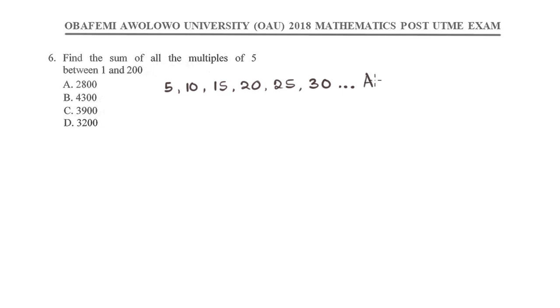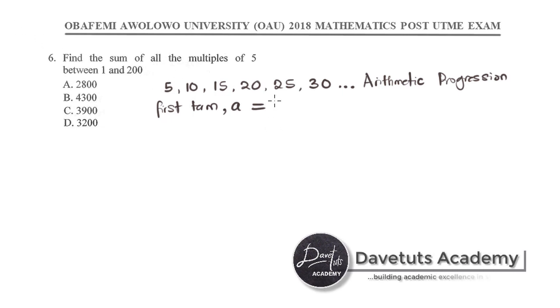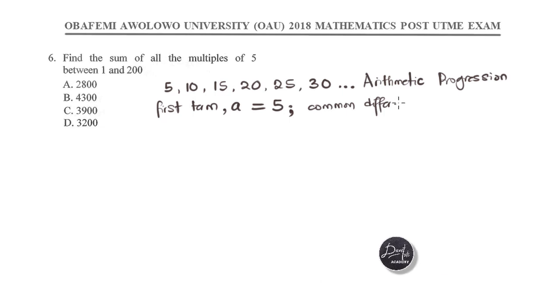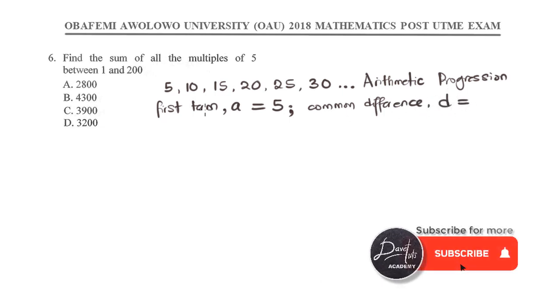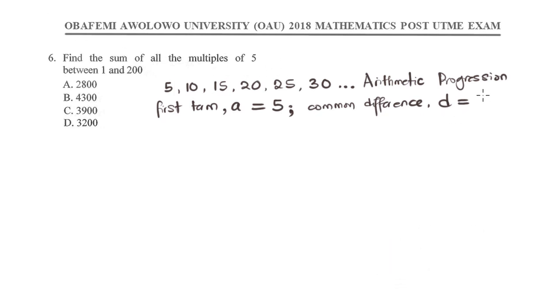So now, if we are very observant, this is actually resulting in an arithmetic progression in which we have our first term and we have a common difference. Since we are saying multiples of 5, the first term A, as you can see, is actually 5. Then the common difference, the difference in subsequent entries that is common to all the repeated values, is represented as D. 10 minus 5 is 5, 15 minus 10 is 5, 20 minus 15 is 5. So the common difference is also 5.